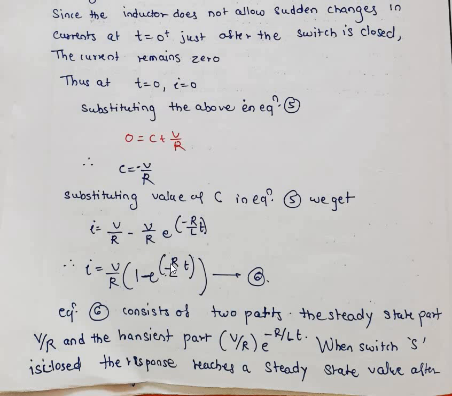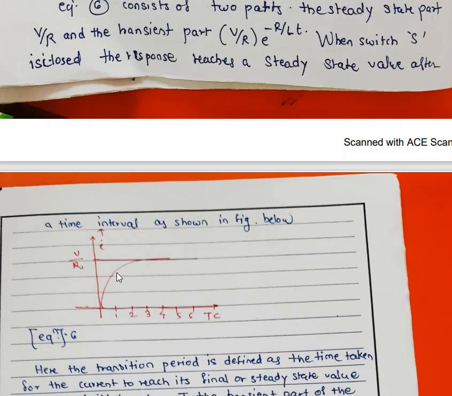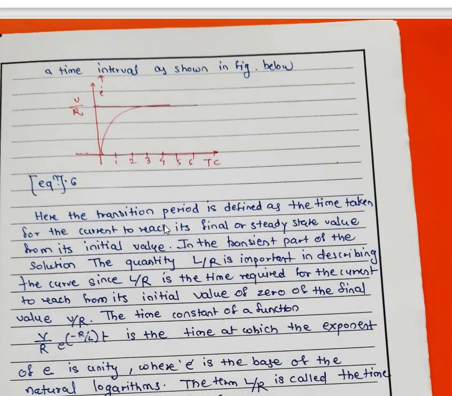Just I have missed here the minus sign. Just remember this is a minus sign. These are the two parts, where this second term corresponds to the transient part, and this first term corresponds to the steady state part. Now if we draw the characteristics, then it will somewhat look like this, where the transition period is defined as the time taken for the current to reach its final or steady state value from its initial value. The transient part of the solution is the quantity L by R, which is important here.